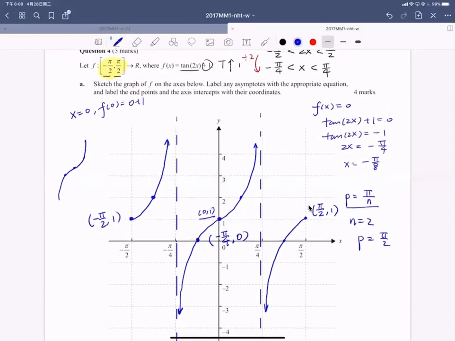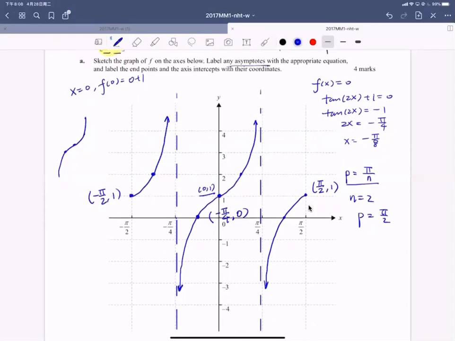Am I finished? Label any asymptotes with the appropriate equation. Yes, x equals minus pi on 4. x equals pi on 4. Asymptotes. And do we have the endpoints? Yes, endpoints. I missed another point. That's minus pi on 8, and that's 3 pi on 8, 0. Okay, so we finished.